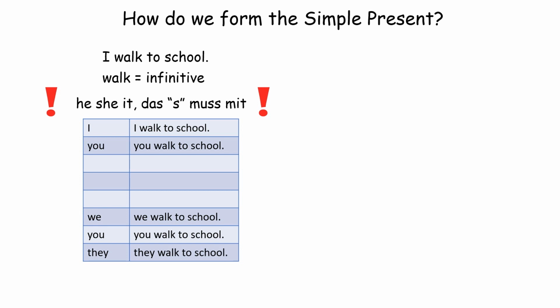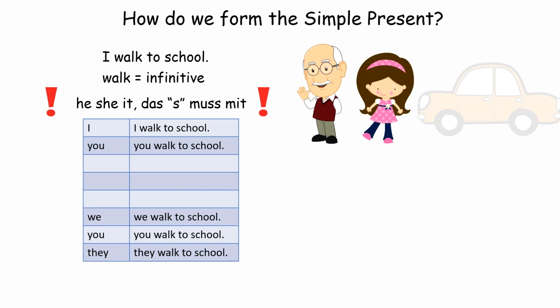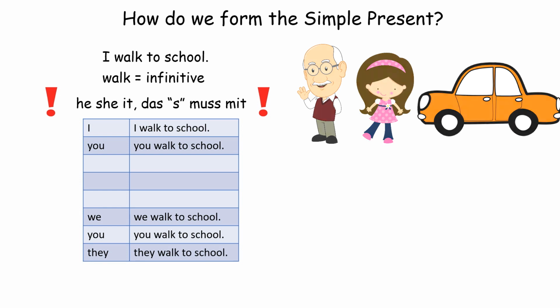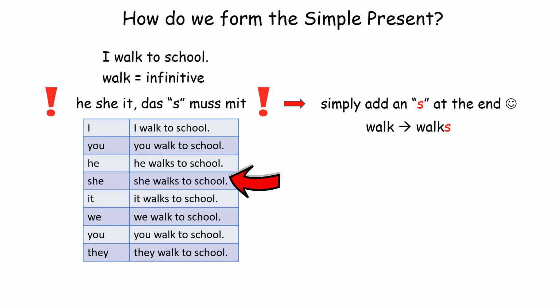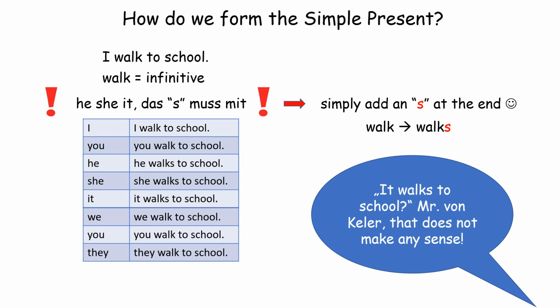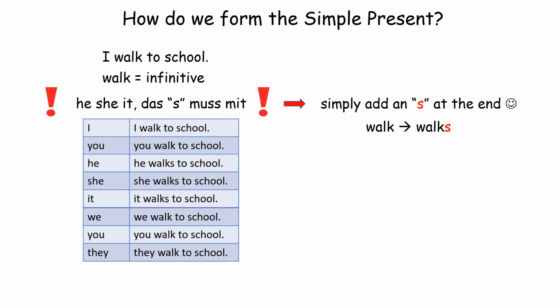It means that when you are talking about a he, a she, or an it, you simply add an s to the infinitive of the verb. So that means in our example sentence, walk becomes walks. He walks to school, she walks to school, it walks to school. It walks to school? Mr. von Kehler, that does not make any sense. I know, it does not make any sense.